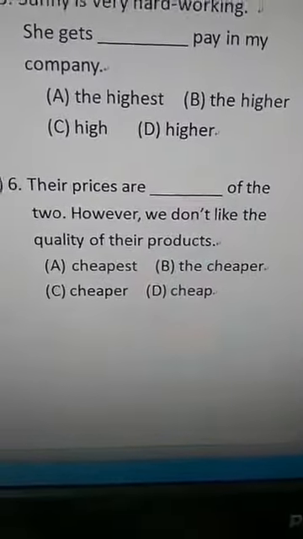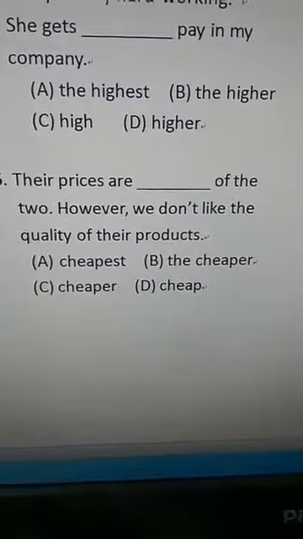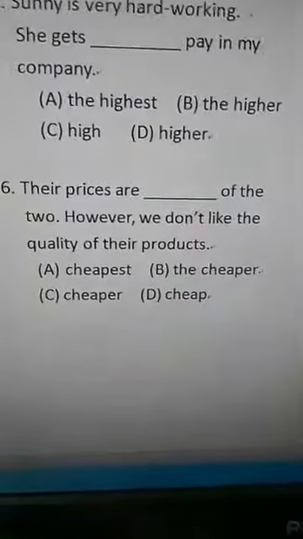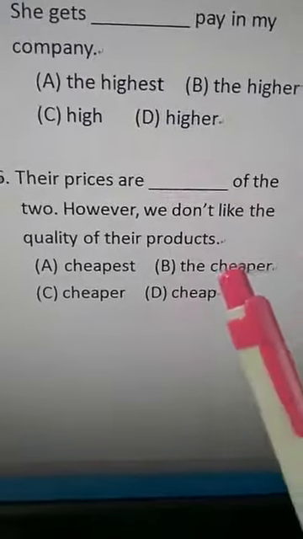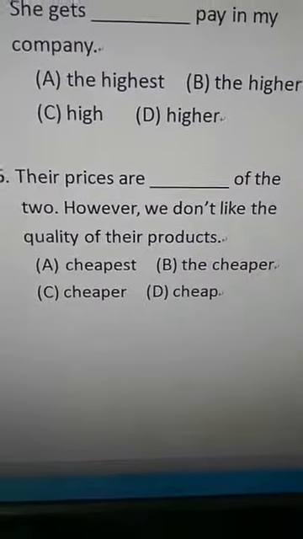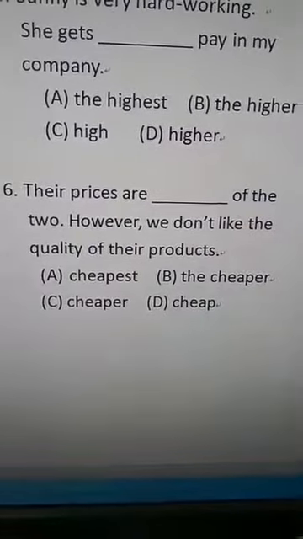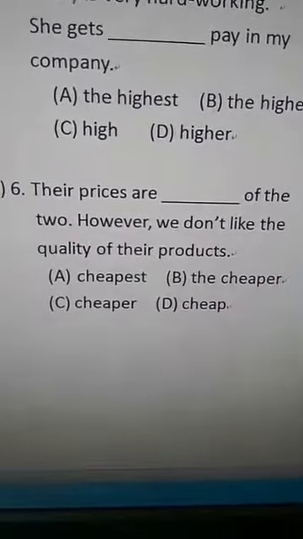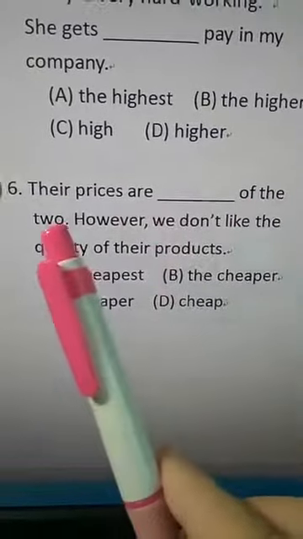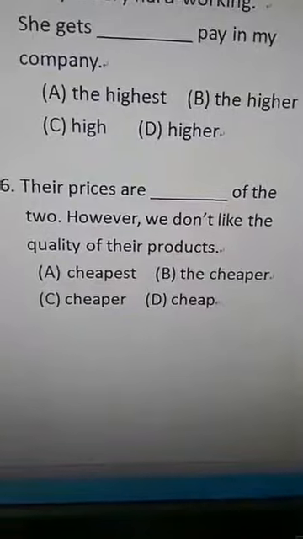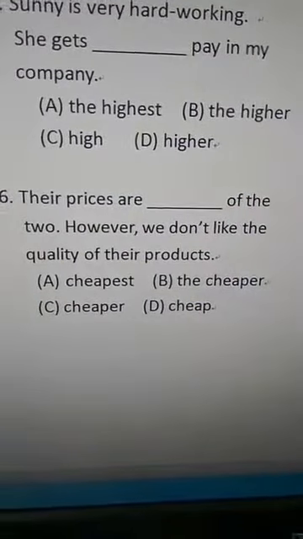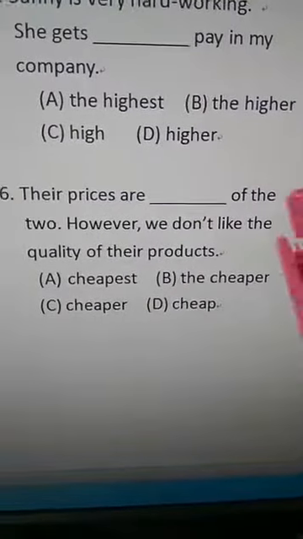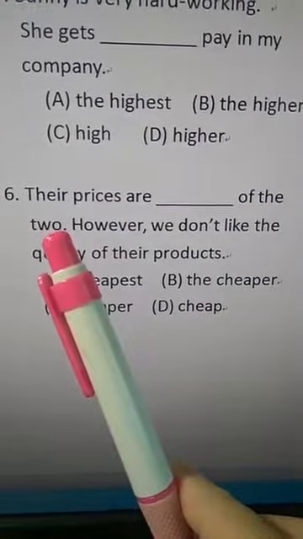Okay, B. Some people say A. What else? B, the cheaper. Lots of people say B is the answer. All the time, I tell you the tip on solving a question: we find out the keywords. The keyword is of the two. Whenever we see of the two, we are comparing two objects. So we use the comparative form whenever we see of the two. That's the key point. Remember that, please.